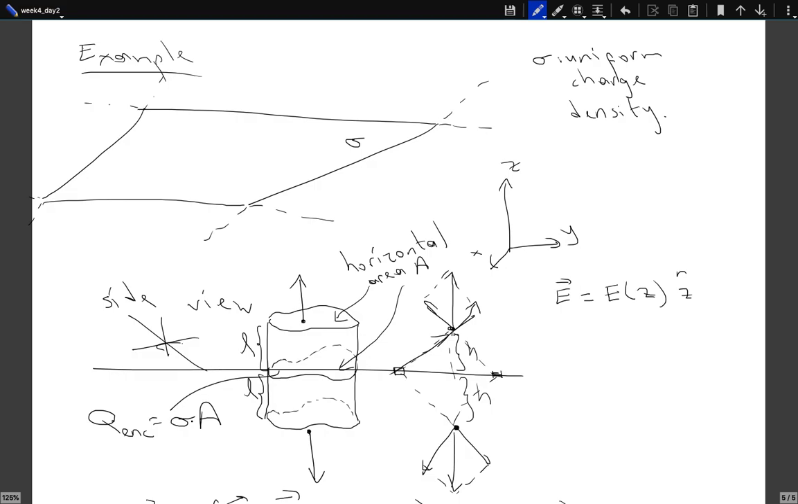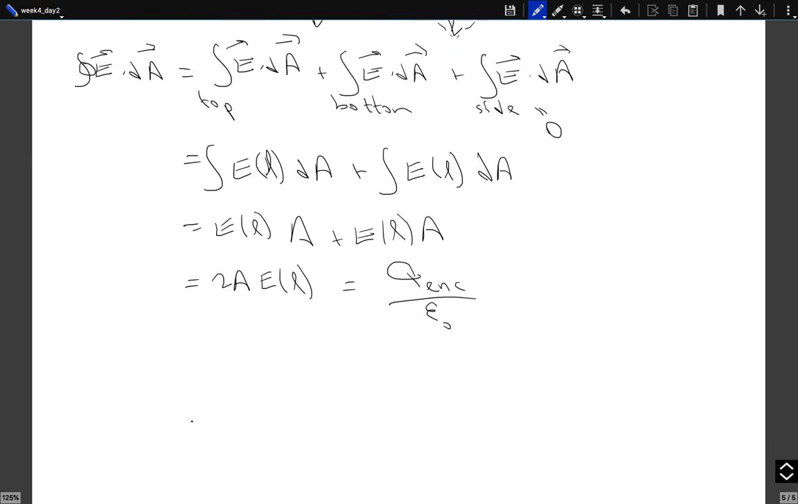Sigma is the charge per area. I have a total area A inside my cylinder. So if I multiply the charge per area by the area, I get the total charge inside my cylinder. So 2A times E(L) is equal to sigma times A over epsilon 0. A cancels. So the magnitude of the electric field at a distance L is just sigma over 2 epsilon 0.